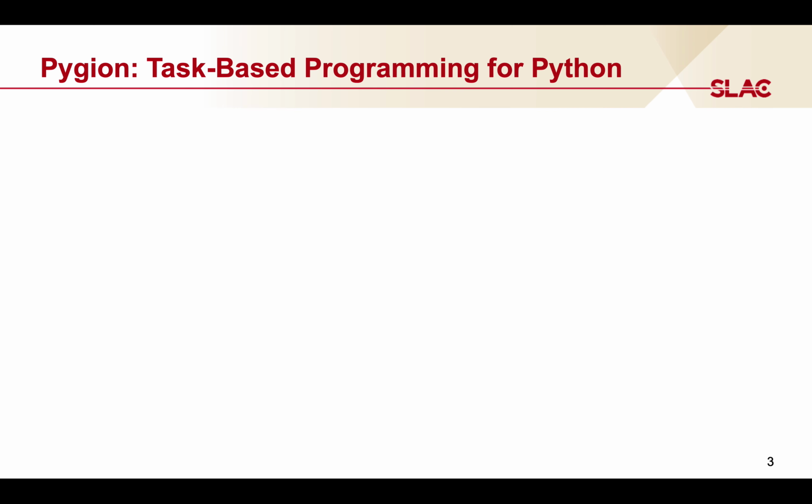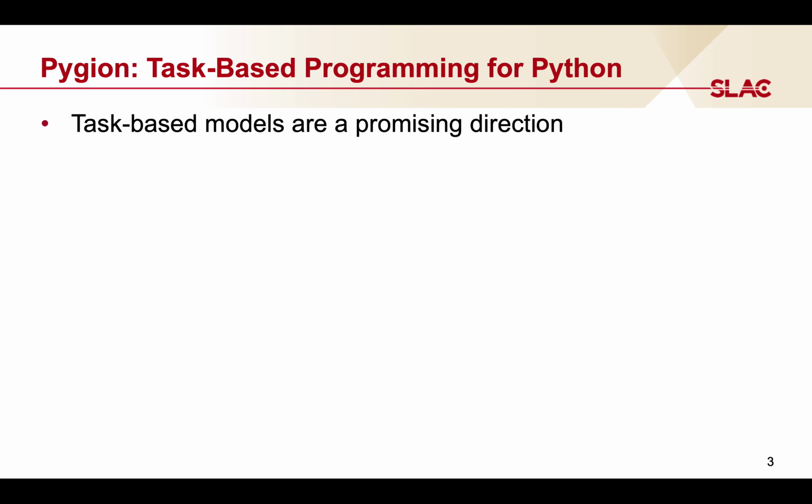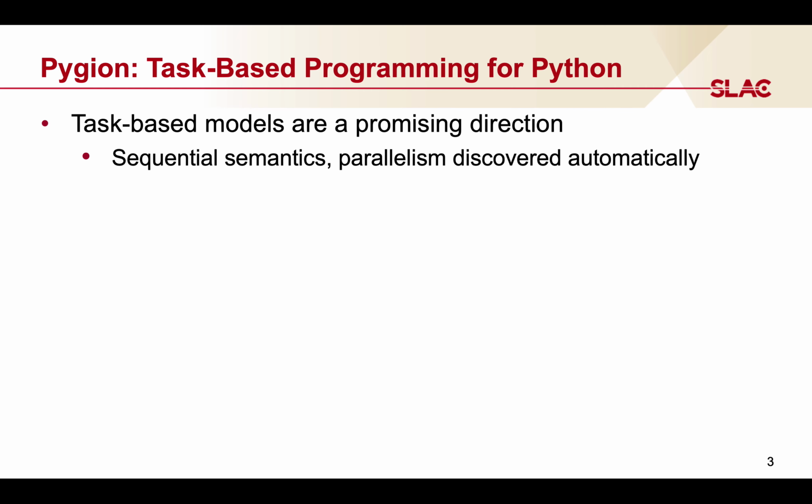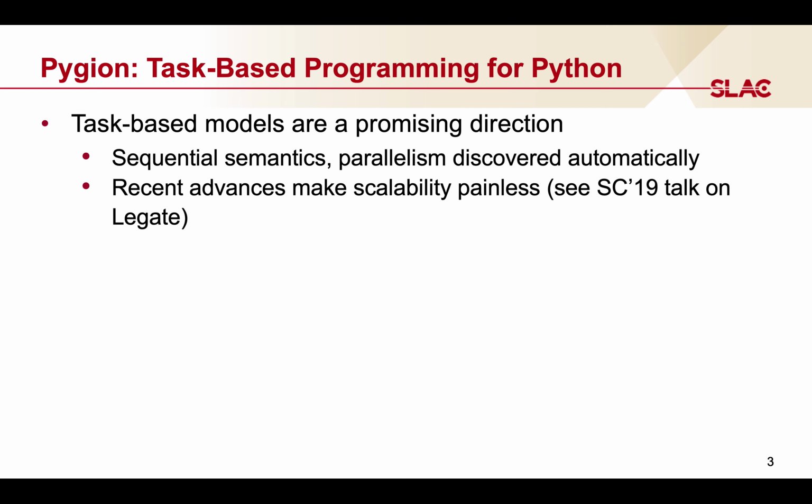We have a large investment in task-based programming models in our group, and so we think this is a promising direction for this problem. The thing that's really great about task-based models is that they provide sequential semantics. So you write out your code as a series of tasks, and those tasks appear to execute in sequential order. The user doesn't have to think about the parallelism. The parallelism is all discovered behind the scenes. The system determines how to execute the series of tasks.